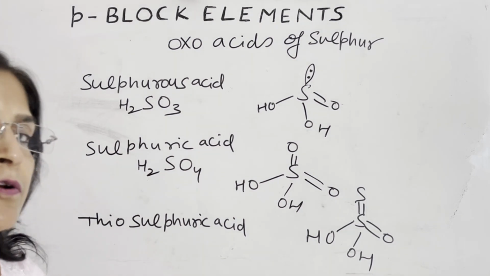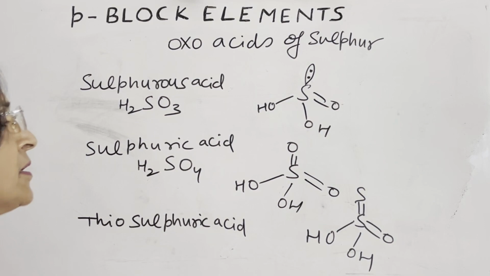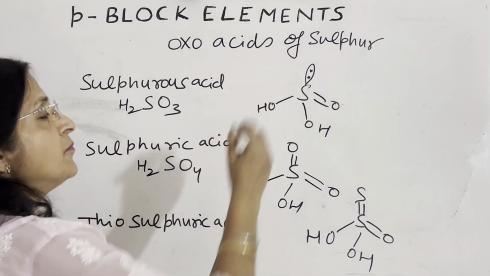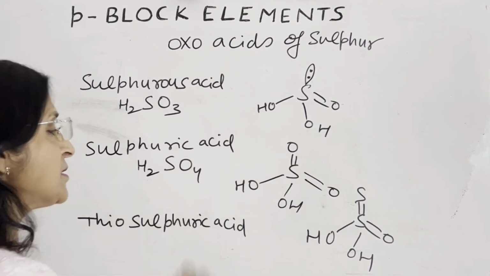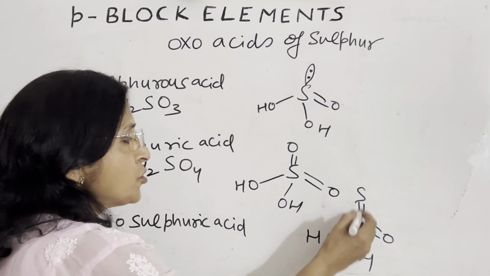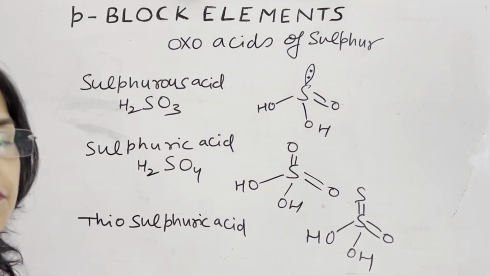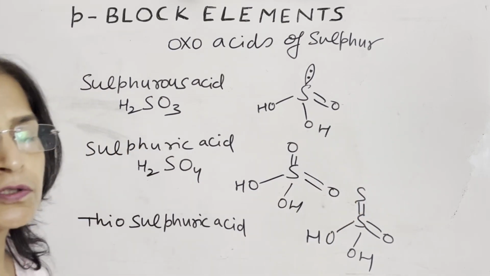Sulfur forms a number of oxo acids. Sulfurous acid. This is the structure of sulfurous acid. Sulfur is sp3 hybridized and one of the positions is occupied by a lone pair of electrons. Next is sulfuric acid, and this is the structure of sulfuric acid. This is thiosulfuric acid, and these two sulfur atoms have different oxidation states. This sulfur has +6 oxidation state and this has -2 oxidation state.